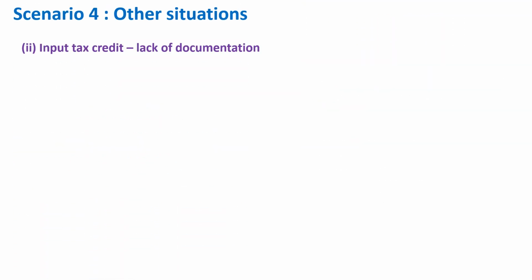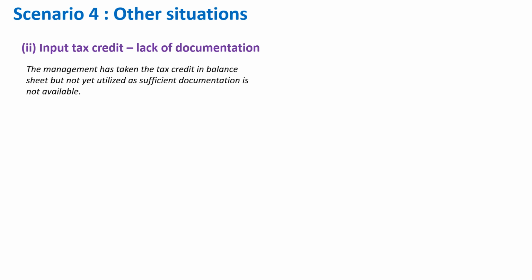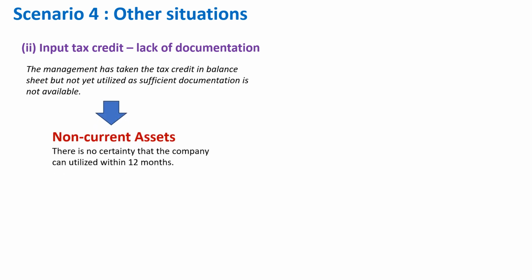Coming to the second point, input tax credit, lack of documentation. The management has taken the tax credit in the balance sheet, but not yet utilized as sufficient documentation is not available. So what's happening here? It will be treated as non-current assets. There is no certainty that the company can utilize it within 12 months. A very good example I can talk about is airlines input tax credit. Sometimes the department asks you to collect the invoices issued by airlines, which is a very tough job to do. In that case, you would have posted an entry to tax credit, but you have not utilized it and you are waiting for collecting the invoices from the airlines, which is a tedious job. And if the management believes that it takes more than 12 months, then he can classify those tax credits as non-current assets.